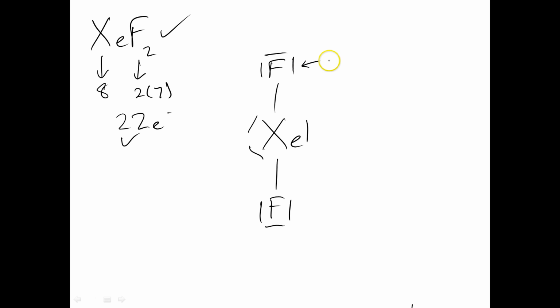Now, F has a formal charge as it's set up now of 0, as does this F, and the xenon in the center is going to have a formal charge of 0 also. Zeros all around adds up to the overall charge of 0 of xenon difluoride. So that checks out too. Now, let's look at the geometry, move our way to polarity and hybridization.